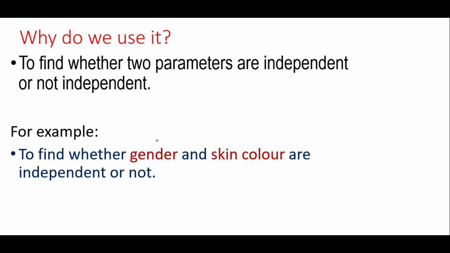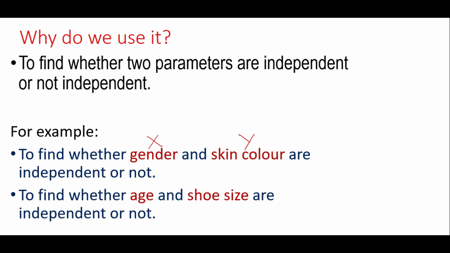So from now, when you see a question, you have to understand that you have an x parameter or x variable and a y. So you're going to do the chi-square test to find the relation between x and y. For another example, to find whether age and shoe size are independent or not. Again, here you have two parameters which are going to be tested, where x is the age and y is the shoe size.